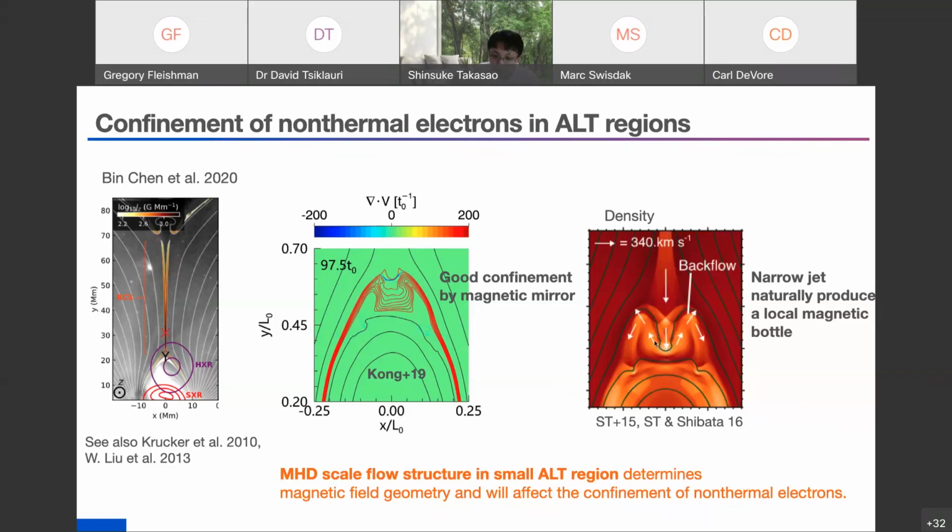And this produces this multi-mirror structure. In addition to that, the energy scale flow structure in the small ALT region determines the magnetic field geometry and will affect the confinement of the non-thermal electrons.